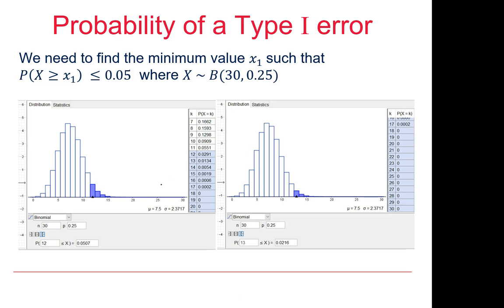Now if we have a look here on GeoGebra, you can see that if we find the probability of getting 12 or more, and of course you can do this easily on your calculator, it comes to just over 5%, 0.0507. So actually we cannot have 12 or more as our critical region because that's greater than 5%. But if we go from 13 upwards, so if the number of 1s obtained is 13 or more out of 30, that probability is indeed less than 0.05.